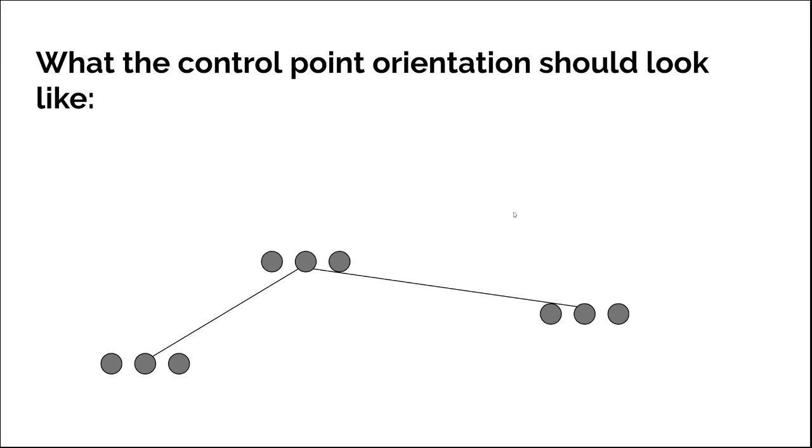Alright, so here's what the control point orientation would look like. So this is one handle, control point, one handle, control point, one handle, and with this one too. And these control points right here, the first and last one, handles, they don't influence the curve at all.